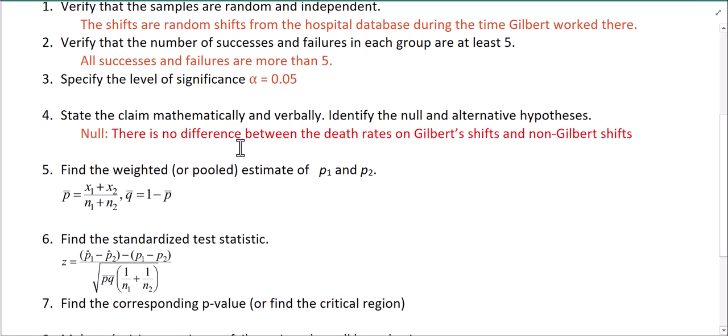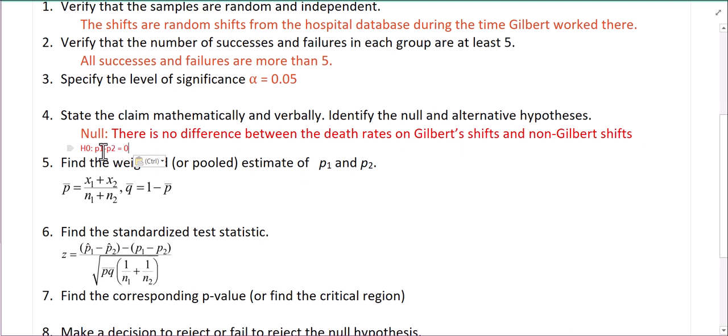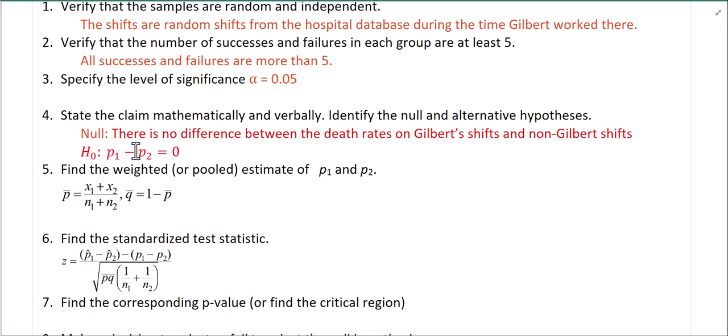So we can say that in words, and then in symbols, it will be: what does it mean to say there is no difference? That means then that the difference is 0. So H null is P1 minus P2 is equal to 0. So this is our null hypothesis.